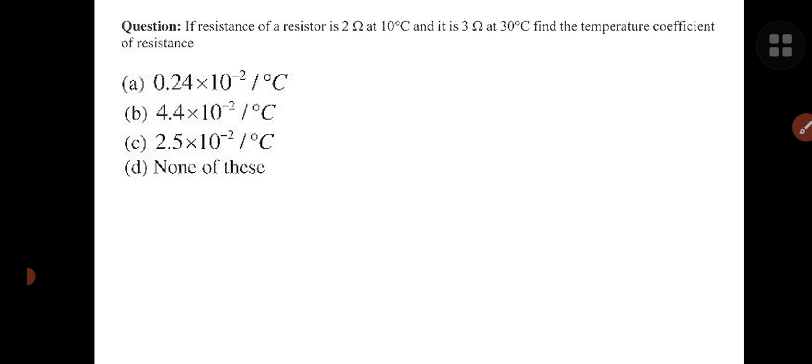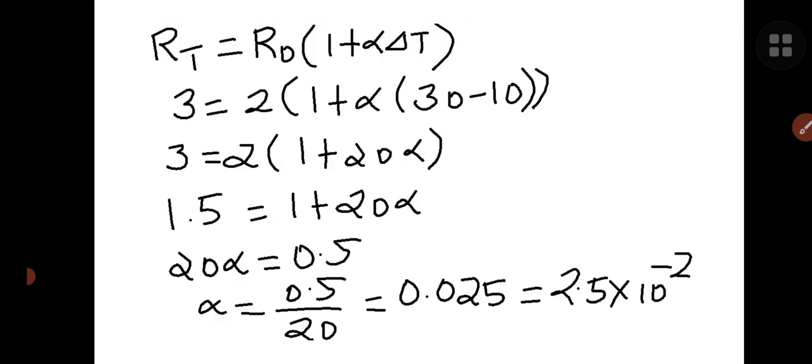If resistance of a resistor is 2 ohm at 10 degree Celsius and it is 3 ohm at 30 degree Celsius, find the temperature coefficient of resistance. 4 options are given. Let's see the answer.